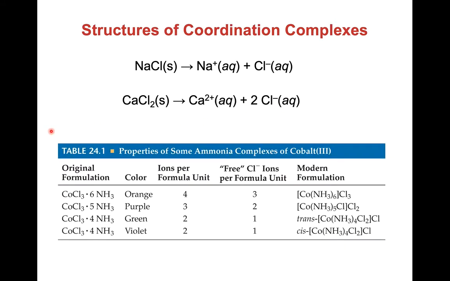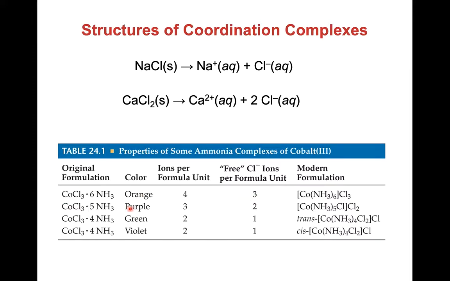So this was one of the first things, and this was in the 1880s and 1890s. There was a whole set of different complexes of cobalt that could be orange, purple, green, or violet that were composed of cobalt with chloride and with ammonia. And we had an orange compound that has this empirical formula, and when dissolved in solution, 4 ions were released in the solution, and this solution contained 3 free chlorides.